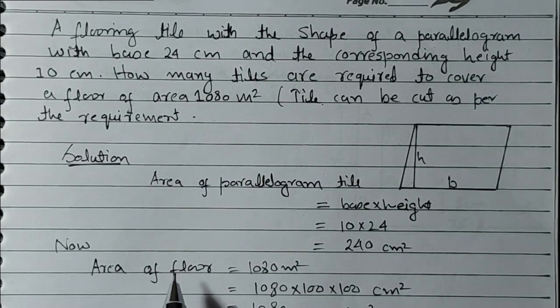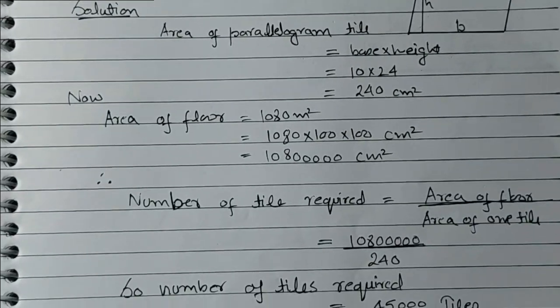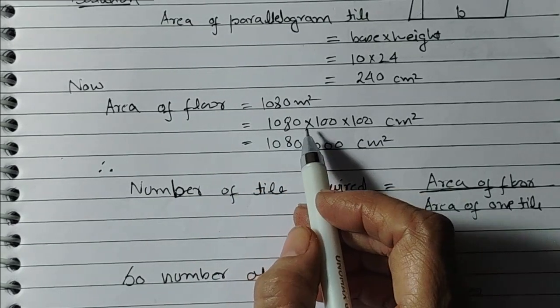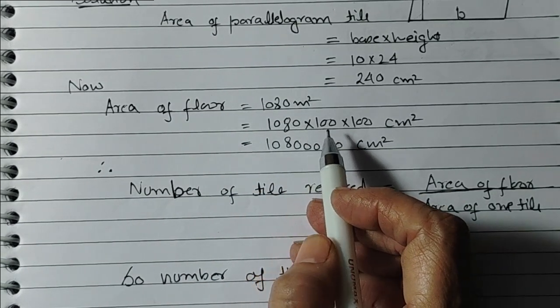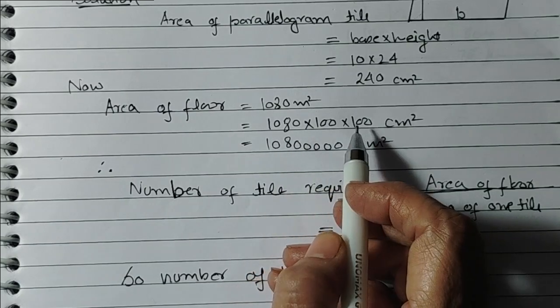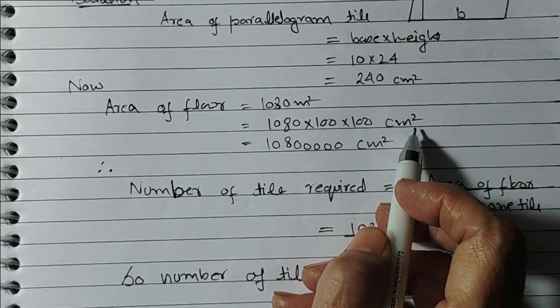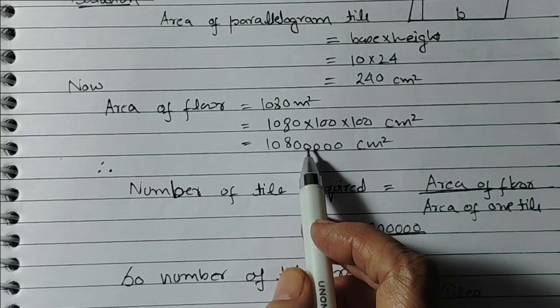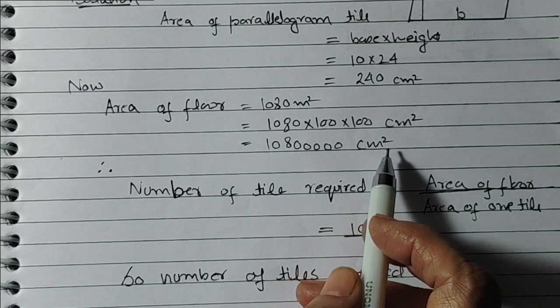Now, the area of the floor is equal to 1080 meter square. We have to convert meter into centimeter first. So it is 1080 into 100 into 100 centimeter square. So it will become 10,800,000 centimeter square.